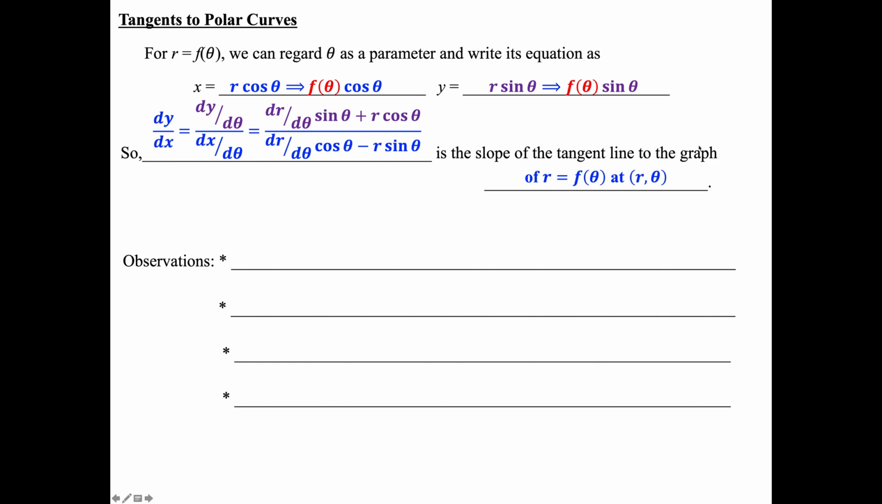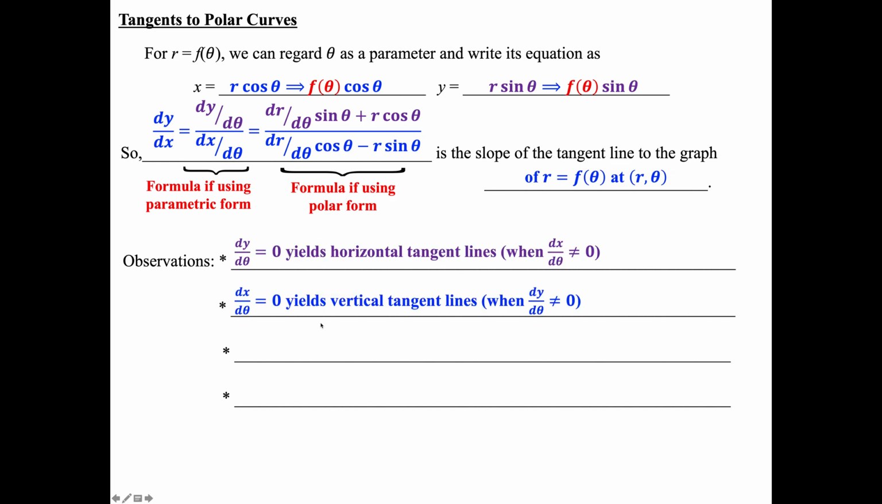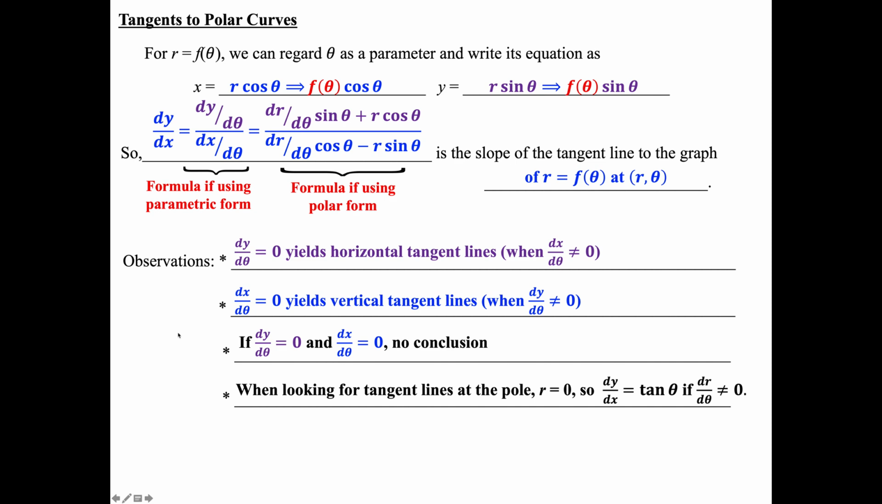But this is just your basic definition here. So that's our slope of the tangent line to the graph of r equals r of theta. This is our formula for the parametric form. This is our polar form rule. Now, for observations, I'm going to do these real quick because in parametric form we already talked about this. dy over d theta equal to 0 gives us a horizontal tangent as long as the bottom, dx over d theta, doesn't equal 0. Remember, we did that in parametric form.